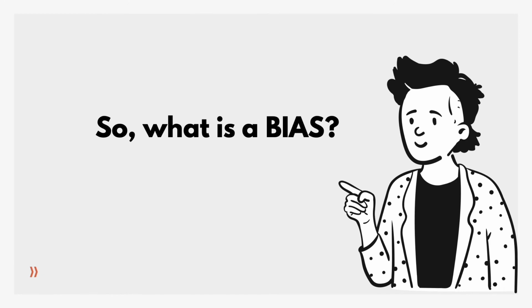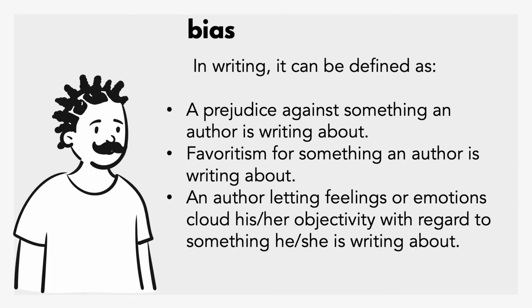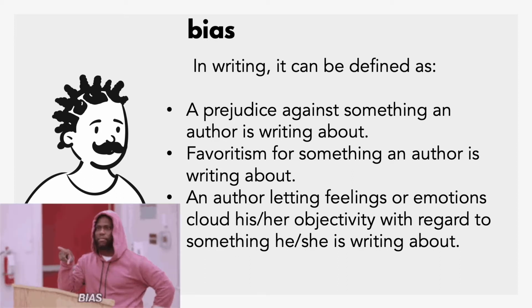So, what is a bias? In writing, it can be defined as a prejudice against something an author is writing about, favoritism for something an author is writing about, or an author letting feelings or emotions cloud his or her objectivity with regard to something he or she is writing about.